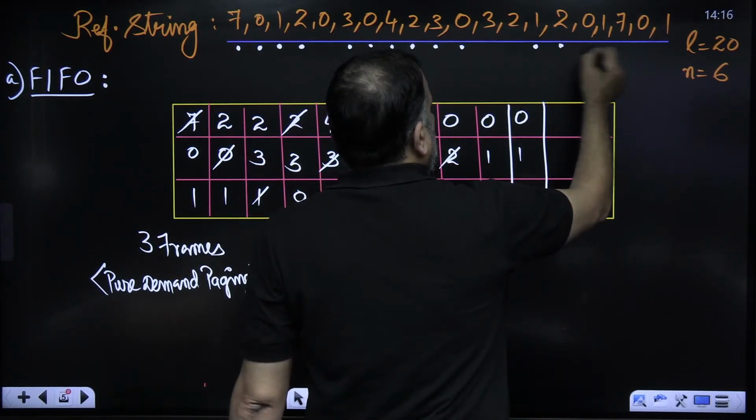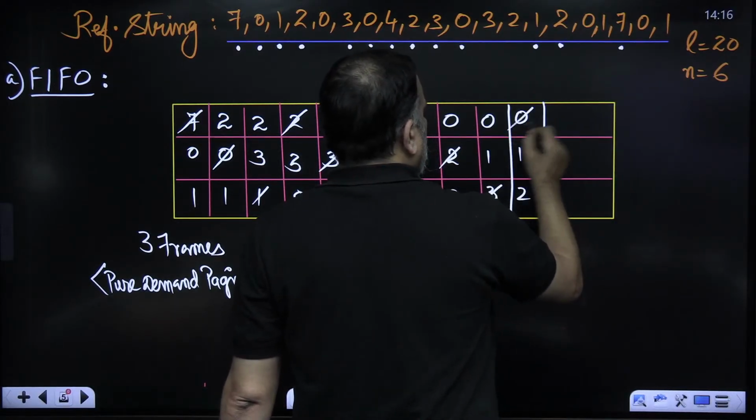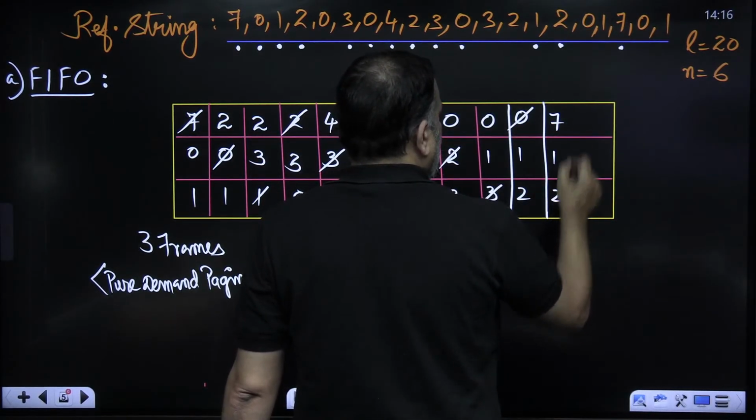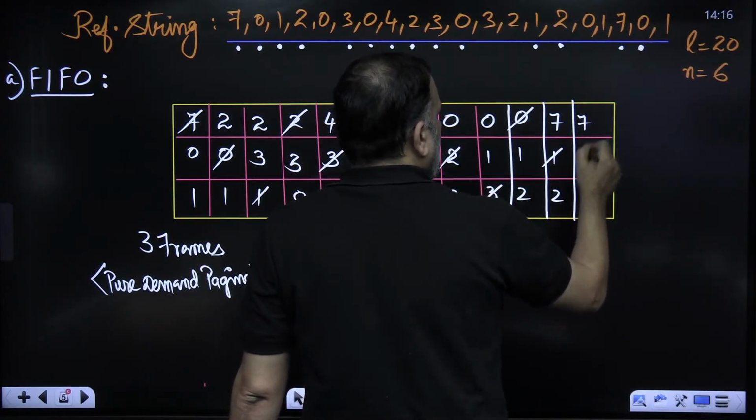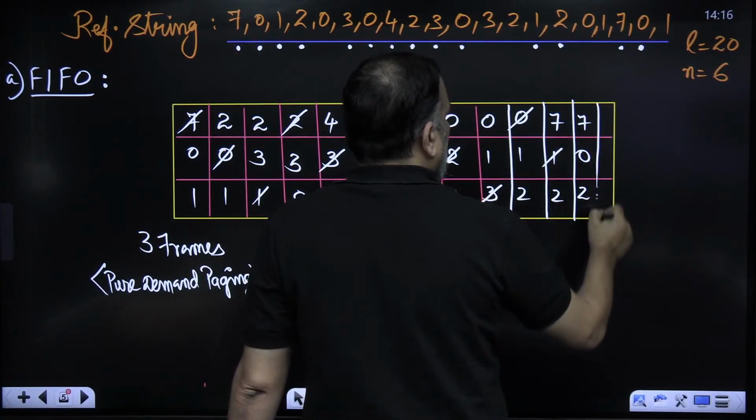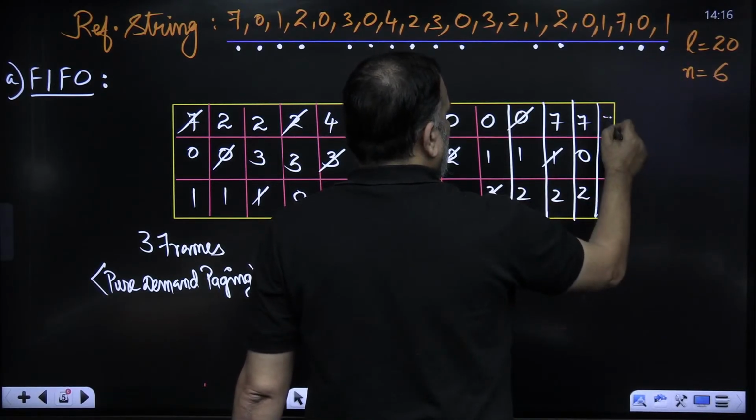Then after that देखिएगा 7 will cause a fault. Will be replacing 0. So 7, 1, 2. इसके बाद 0 will cause a fault, will be replacing 1. So 7, 0, 2. Last में देखिएगा 1 will cause a fault. So I will have 7, 0, 1.